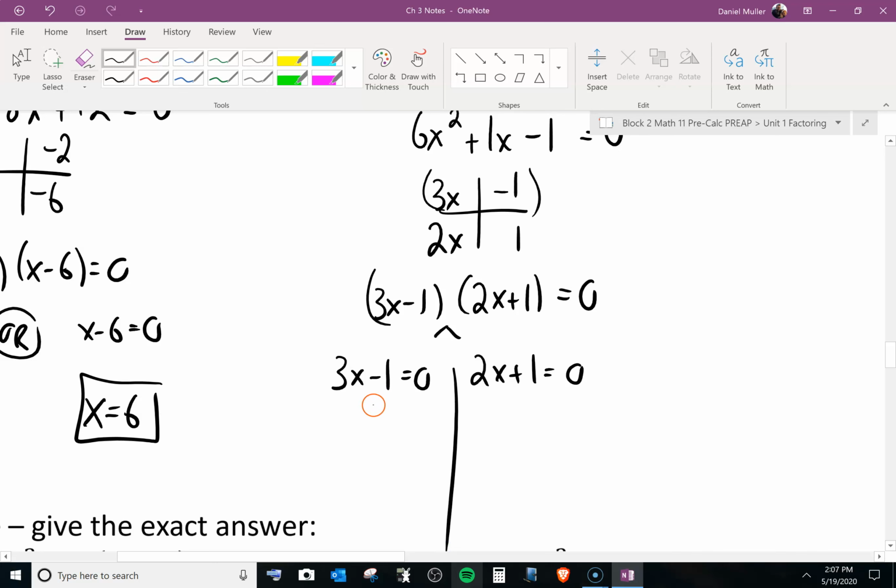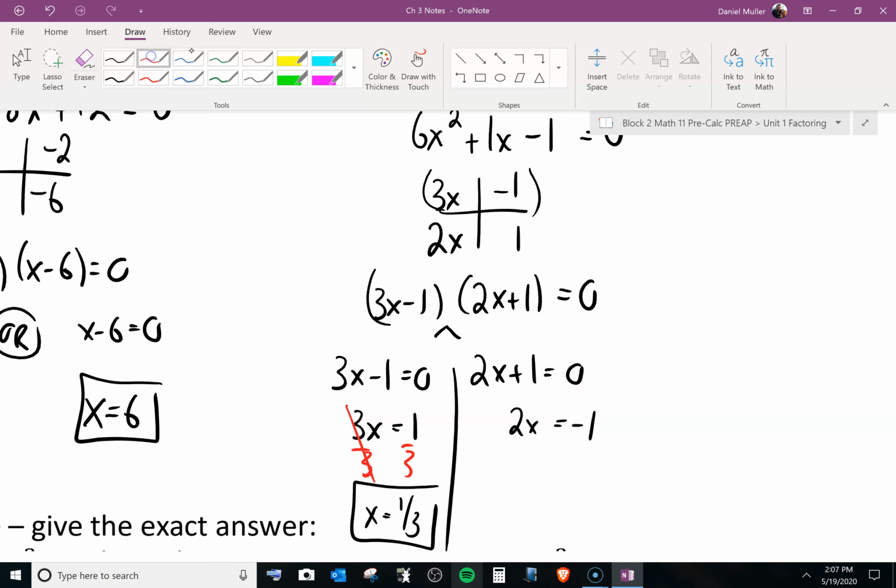So for this first one here, I'll add the 1 to the other side, which will get me a positive 1. And then I'll divide both by 3. So x equals a third. And then I'll minus the 1 for this. So minus 1 and minus 1. And then divide by the 2.